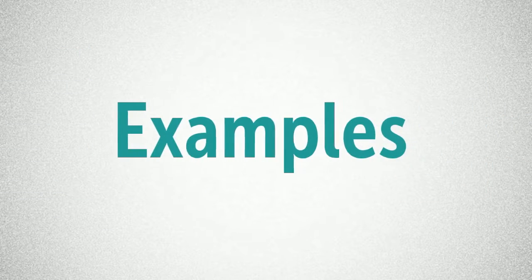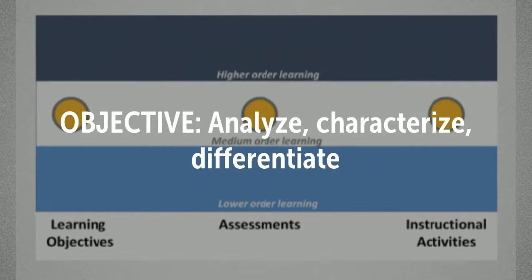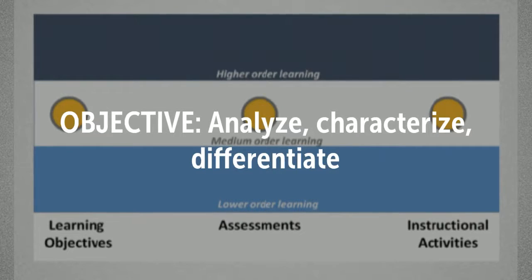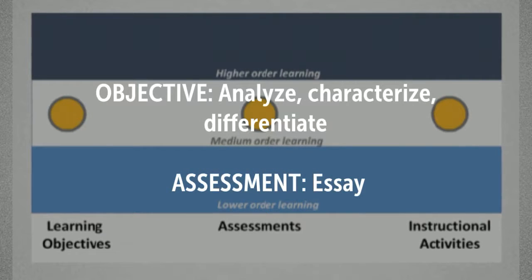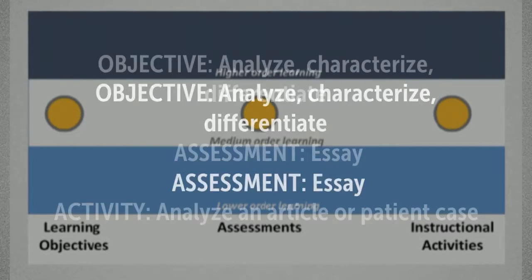So let's talk about some examples. Let's say you want students to be able to analyze information. This is a higher order learning in Bloom's taxonomy. So your objectives would use verbs like analyze, characterize, compare or contrast, or differentiate. Your assessments can be pen and paper, such as multiple choice questions, essays, or you can use presentations or papers.